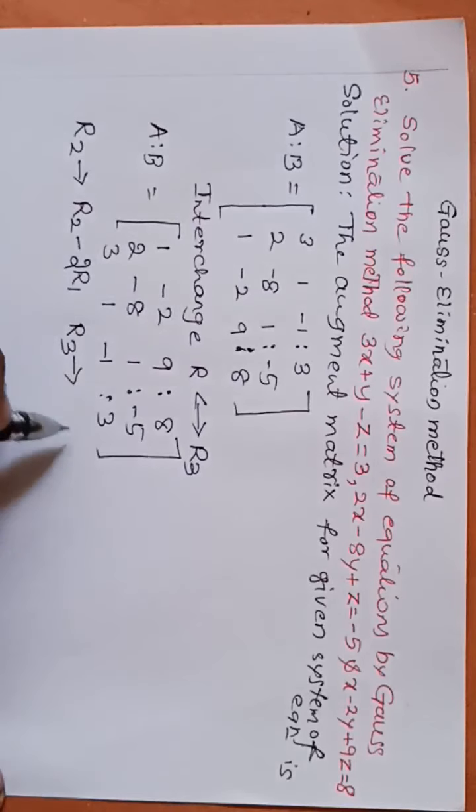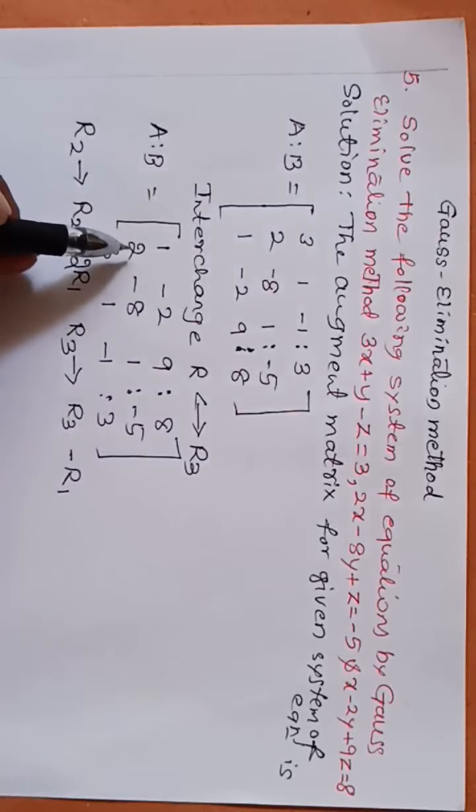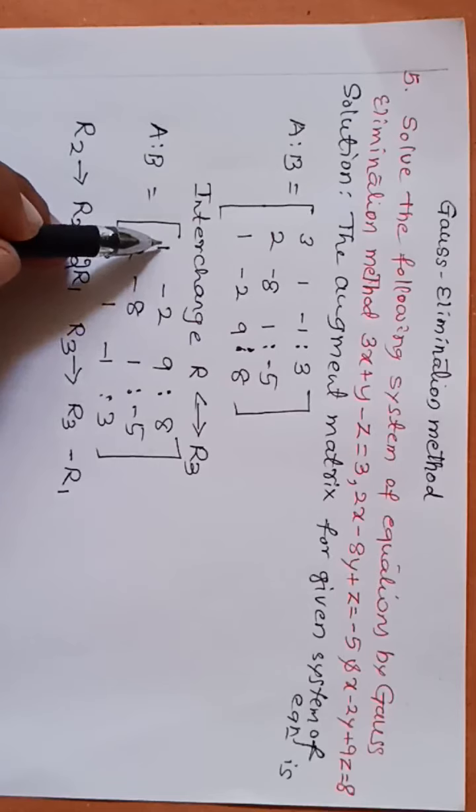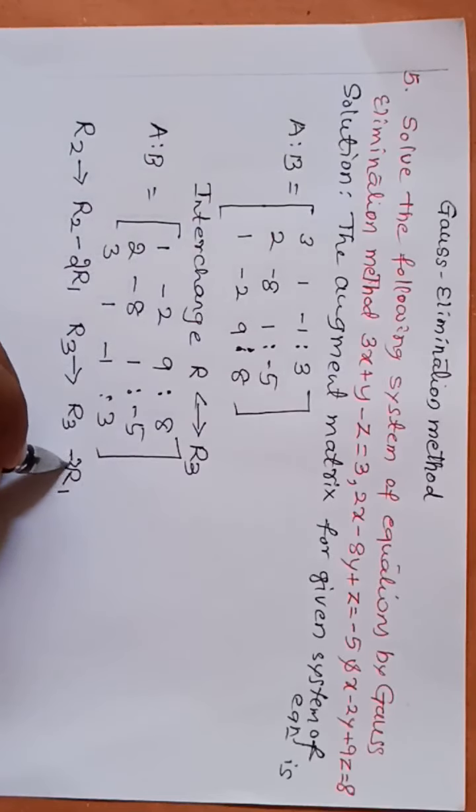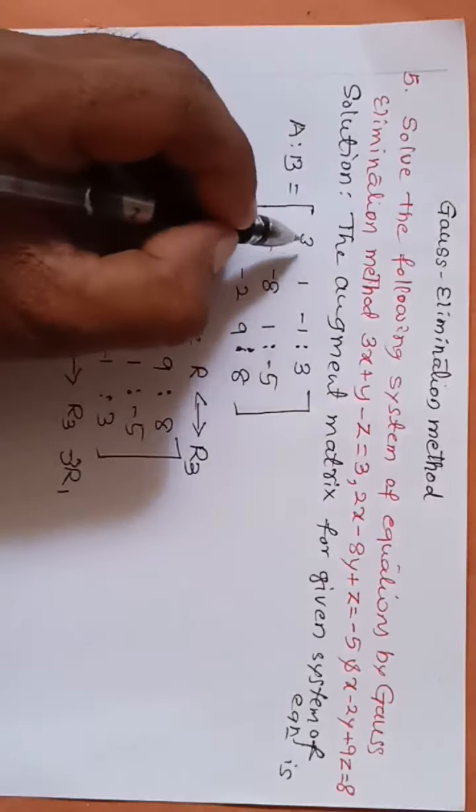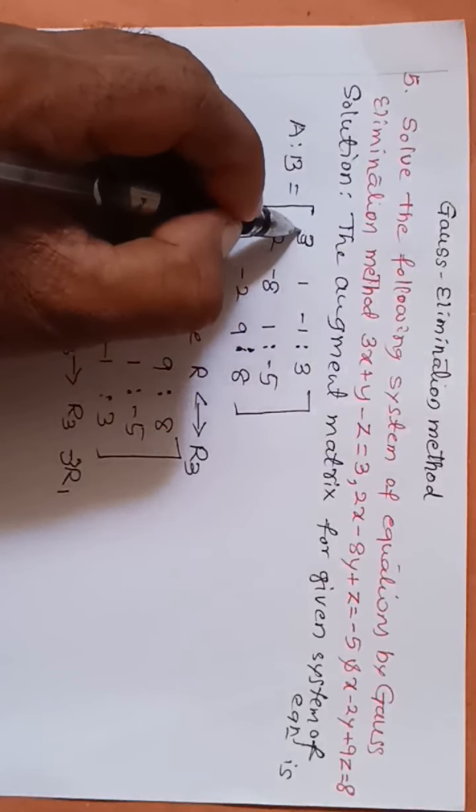Next, simultaneously operate on R3. R3 minus R1: 3 minus 1 is 2, so we would get 2 here. We don't need 2 here, we need 0, so it is 3 minus 3, that means R3 minus 3 times R1, so you will get 0 here.